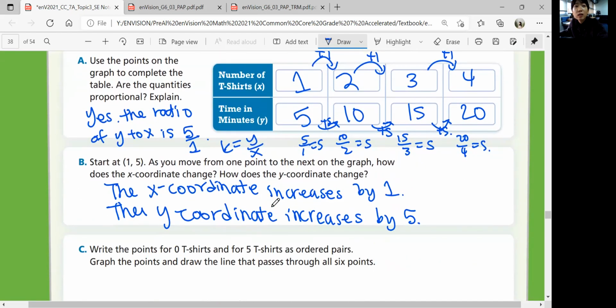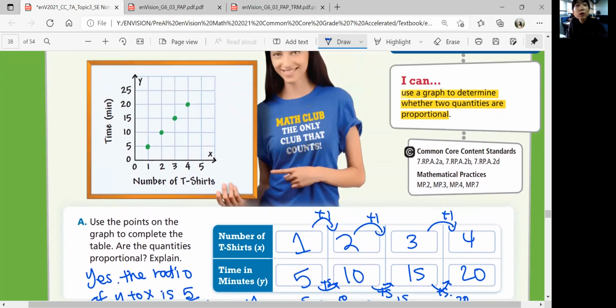So if x is 0, what would y be? If we have 0 t-shirts, we have no time. Like, we don't need any time, right? So we have 0, 0, and what else? If x is equal to 5, what's 20 plus 5? 25. So we got 2 points, 0, 0, and 5, 25. And let's put those extra points on the graph and draw the line that passes through all these points. Do we have a straight line? Yes, it seems like it.